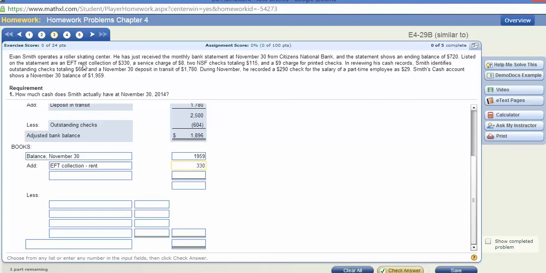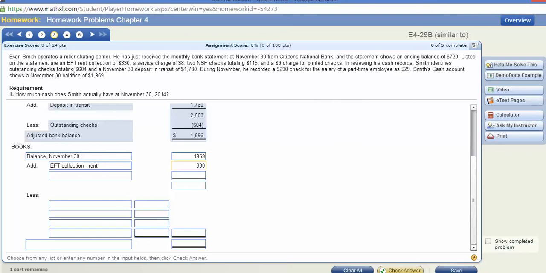Then you ask yourself, is there anything else that would potentially make it go up that the books could not know about? Here's the rent collection, that makes it go up. Service charge makes it go down. NSF checks totaling $115: we thought these checks we collected were coming towards us. We thought we were going to collect this, so we have it in here, because when we earned it, we booked it. We debited cash, we credited revenue. We thought we were going to get the 115. We're not going to get the 115, so that's going to drop the balance. The $9 charge for printed checks makes it go down.